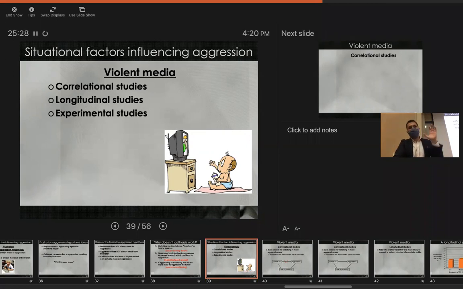I'm certainly not going to go into all the studies that have been done. I'll just give you sort of a basic overview here. So I'll give you an example of each one of these types of studies. So let's start with correlational studies. These studies are really easy to conduct. You just take a group of people. For each person, you measure how much violent TV they watch, and you measure how aggressive they are, and you just see if there's a correlation between the two.